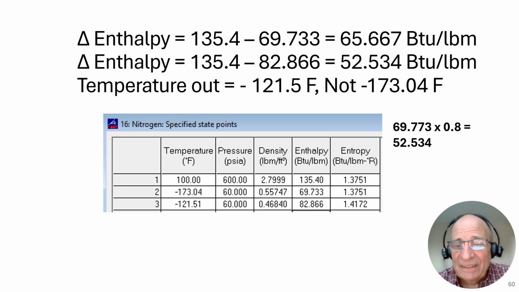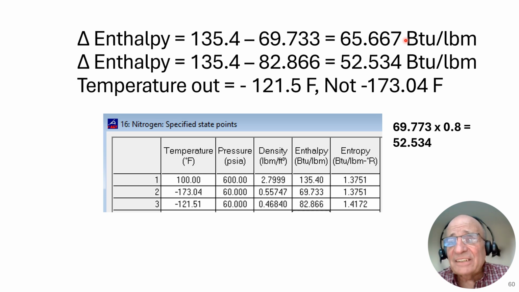Looking at that, we have a difference in enthalpy. Well, the difference in enthalpy will be the amount of work that comes out. And that's shown here that the difference in enthalpy from 135.4 to 69.733 says that we have a work output from this turbine of 65.667 BTUs per pound mass of nitrogen going through the expander. However, that is for an adiabatic isentropic expander, I should say.